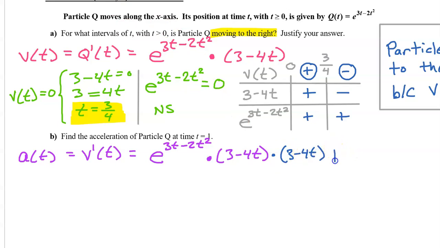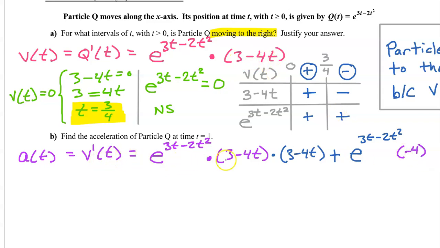And then I put a plus, and I sort of go through it again. The second time through, I leave the first factor alone. So this time I'm going to leave e to the 3t minus 2t squared alone. And I'm going to take the derivative of the second factor. So the derivative of 3 minus 4t is just negative 4.